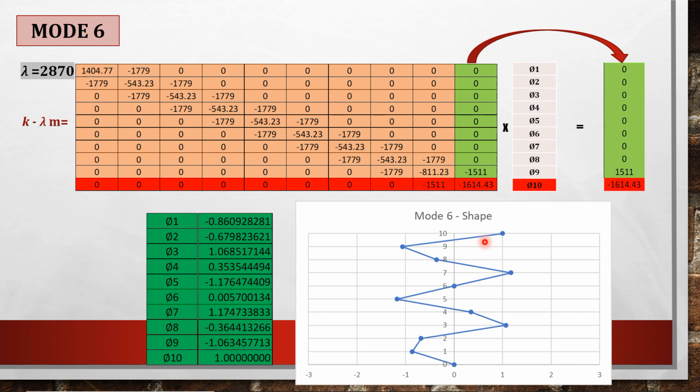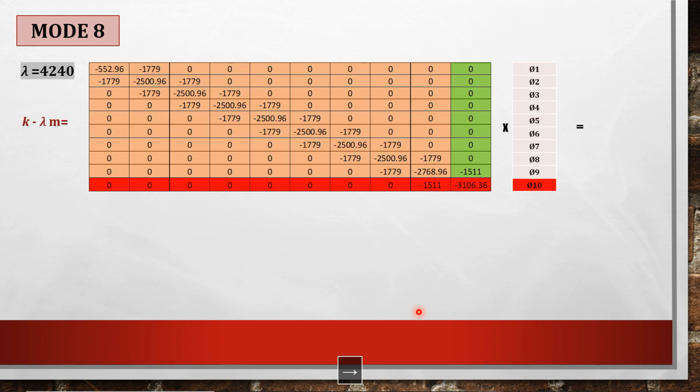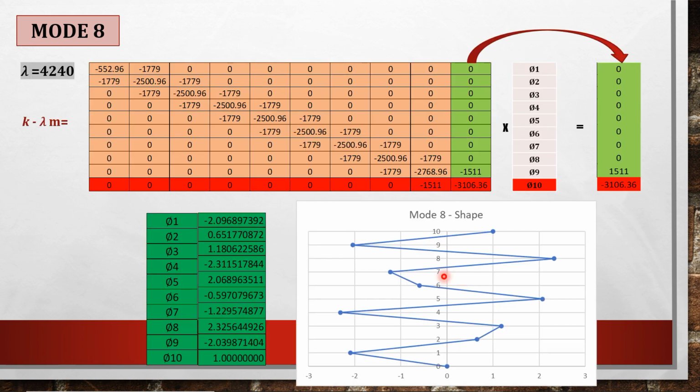Then, ayan. So, pag nakuha natin yung eigenvector, ilagay na natin siya dun sa graph. Then, makuha natin yung mode shape natin. Mode 8, the same. Ayan, ito yung tsura ng mode shape natin sa mode 8. Next, mode 9. The same process.